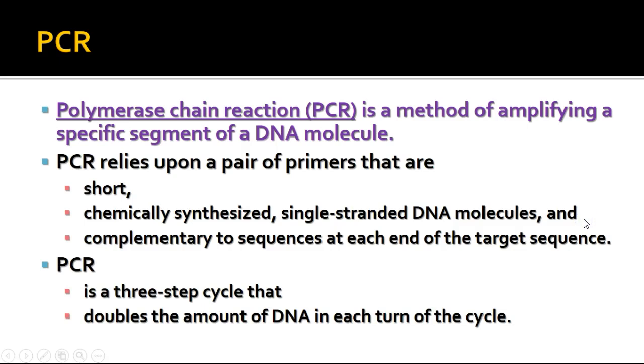Now, to amplify the specimen, we do something called polymerase chain reaction, or PCR. This is a method by which we can copy a part of the DNA molecule. In the process of PCR, we have these primers that are short single-stranded DNA molecules that are chemically synthesized to match, or to be complementary to, parts of the DNA sequences at the end of each target sequence that we're looking at. And then we put it in this process. It's actually a 3-step cycle that each time you run the cycle, it doubles the amount of DNA.